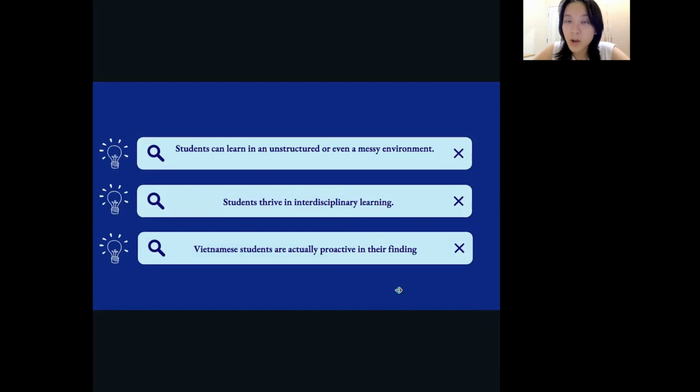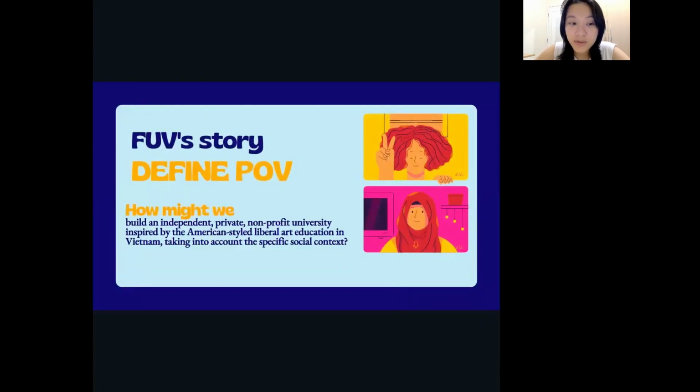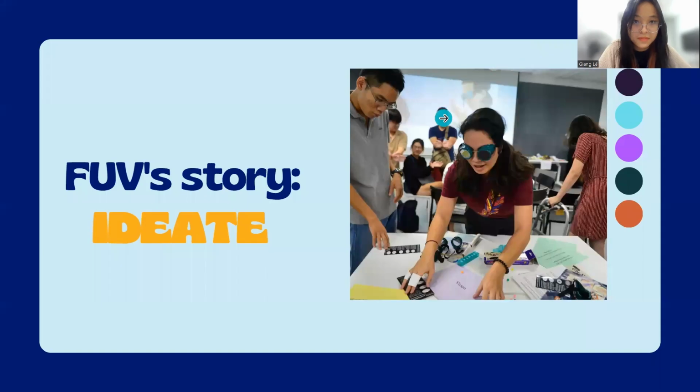So from this observation of Vietnamese students, we can define the point of view. How might we build an independent, private, nonprofit university inspired by the American-style liberal arts education in Vietnam, taking into account the specific social context? After defining the problem statement, we come to the idea stage.